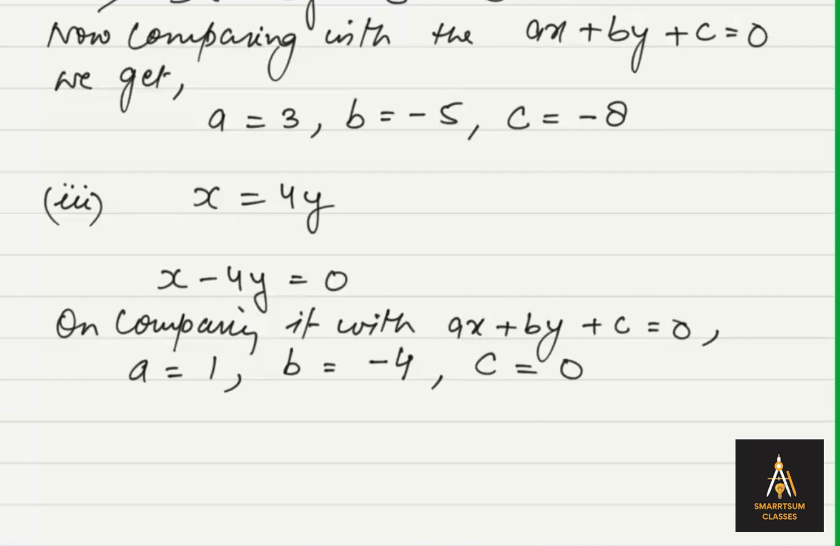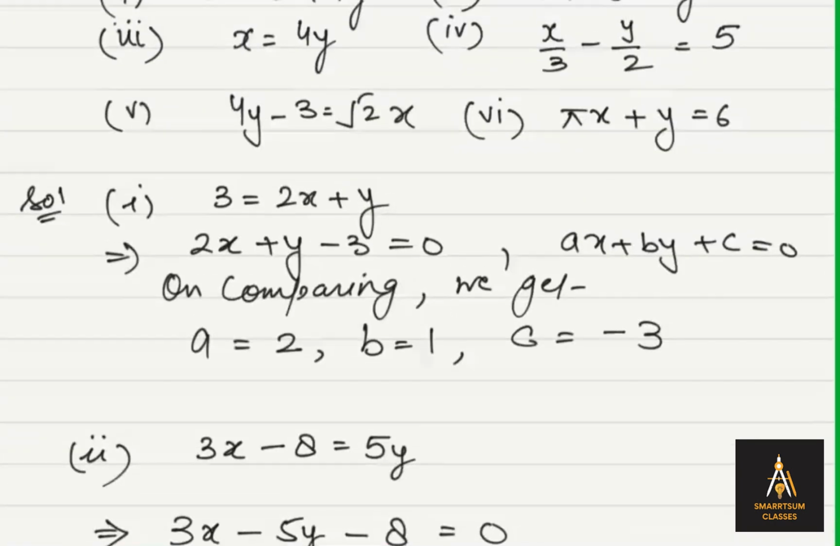C can be 0. C is the constant term. Constant term can be 0. But the coefficient of y and x, it is not 0. However, sometimes it may be 0. We can represent a linear equation in one variable as a linear equation in 2 variables also, where the coefficient of one variable is 0. So C is 0 here. Note it down.